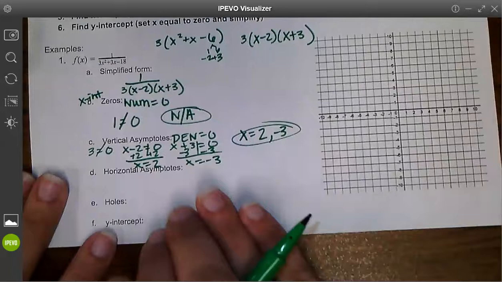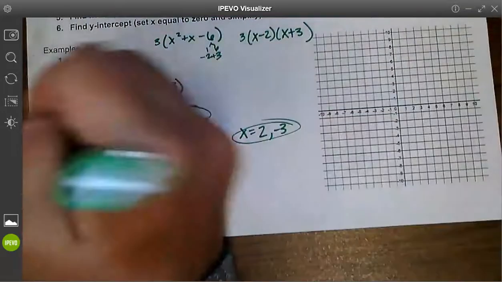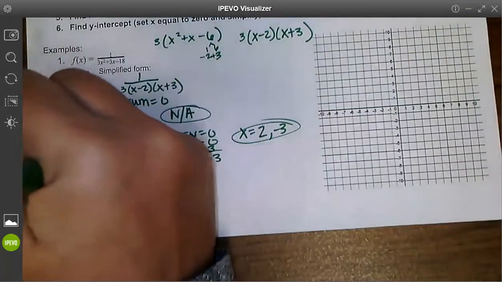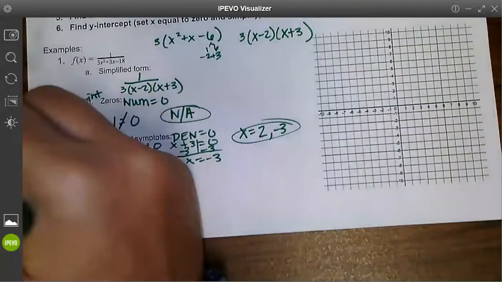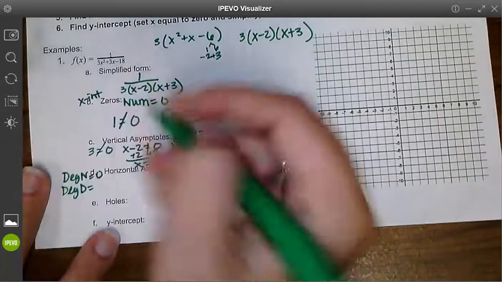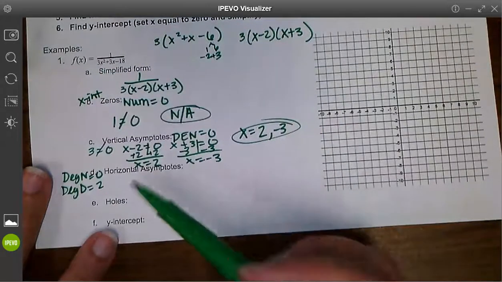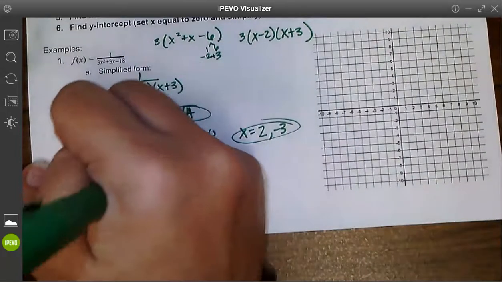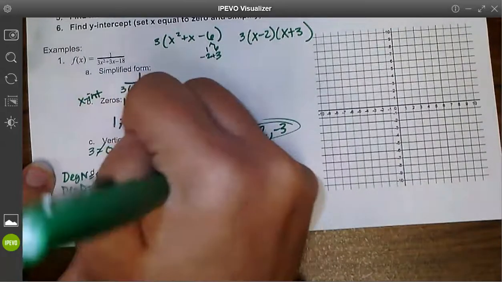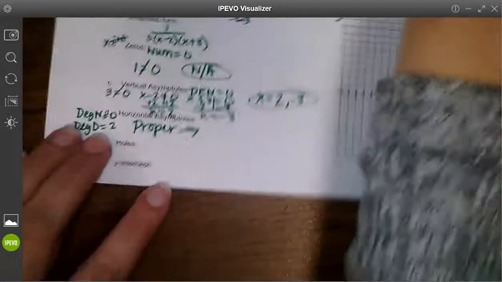Horizontal asymptotes come down to whether it's proper, improper, or neither. The degree of my numerator is 0 because I don't have a variable there. The degree of my denominator is 2 because x squared is the biggest one. So the degree of the numerator is less than the degree of the denominator, which makes it proper. And all proper ones have a horizontal asymptote at y equals 0.